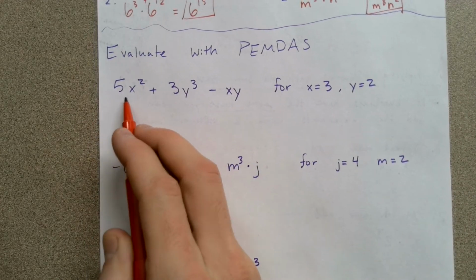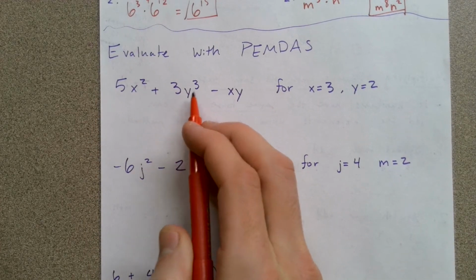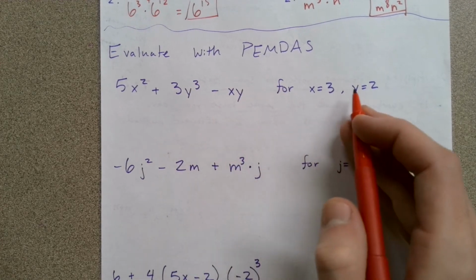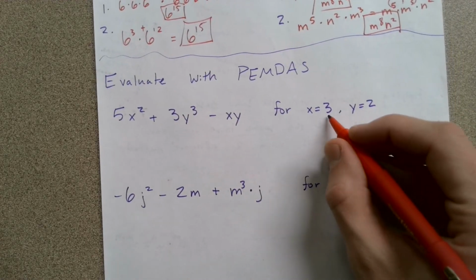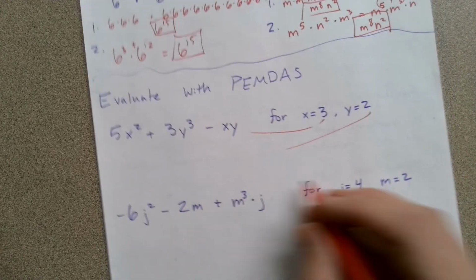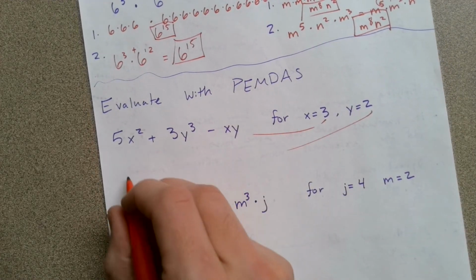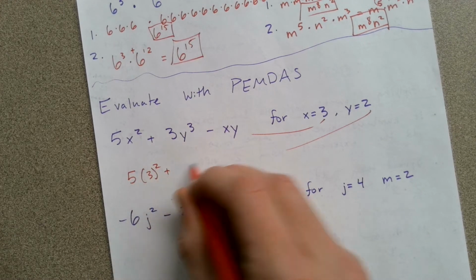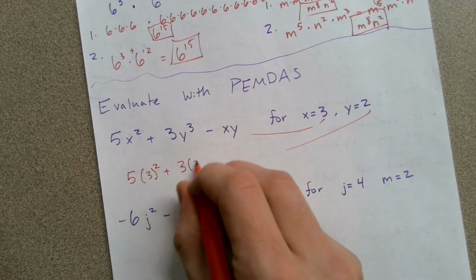We got 5x to the second power plus 3y to the third power minus x times y, for x equals 3, y equals 2. So what are we going to do with these? We're going to plug them right in. Let's do it. Every time I see an x, I'm going to plug in that 3. Every time I see a y, I'm going to plug in a 2.